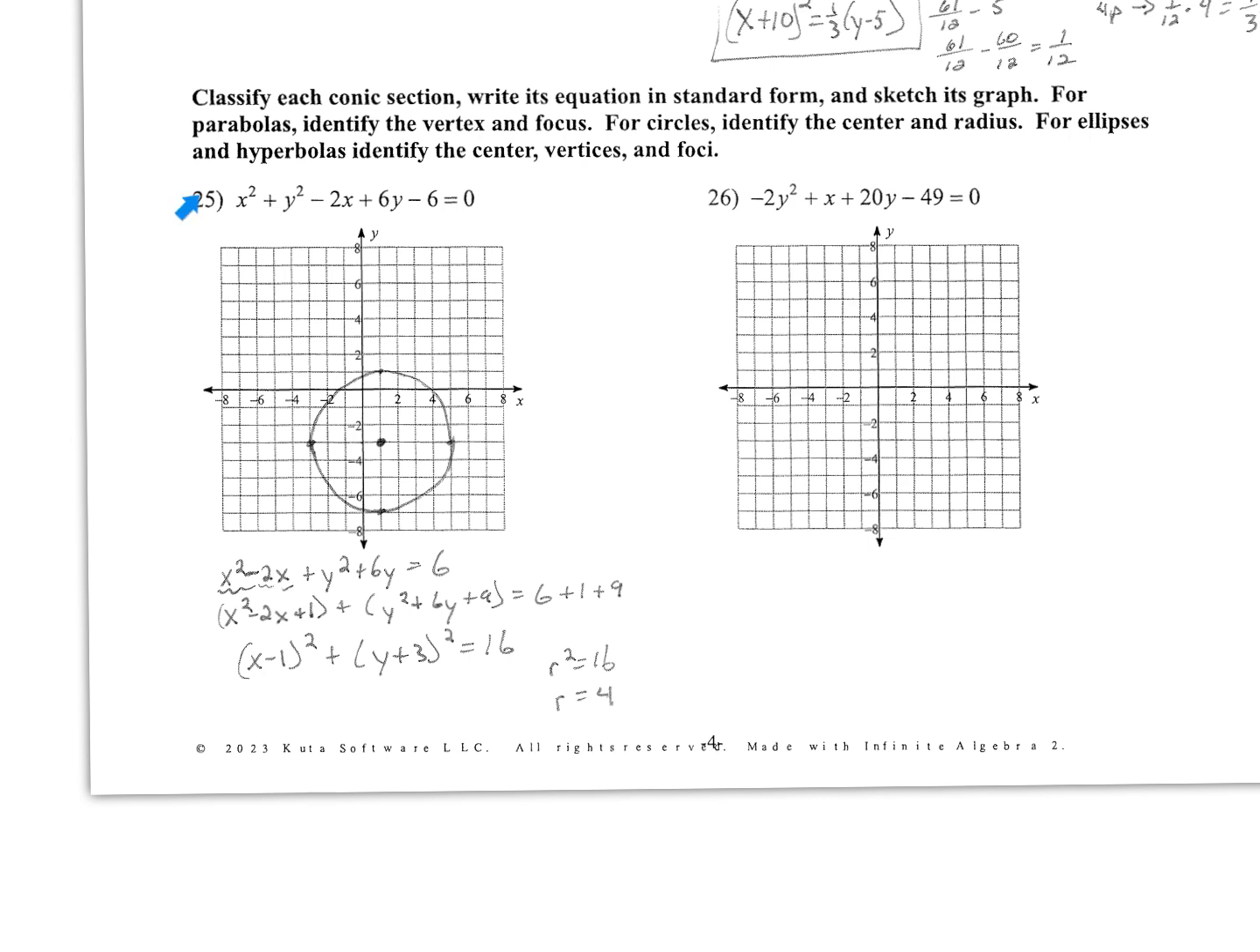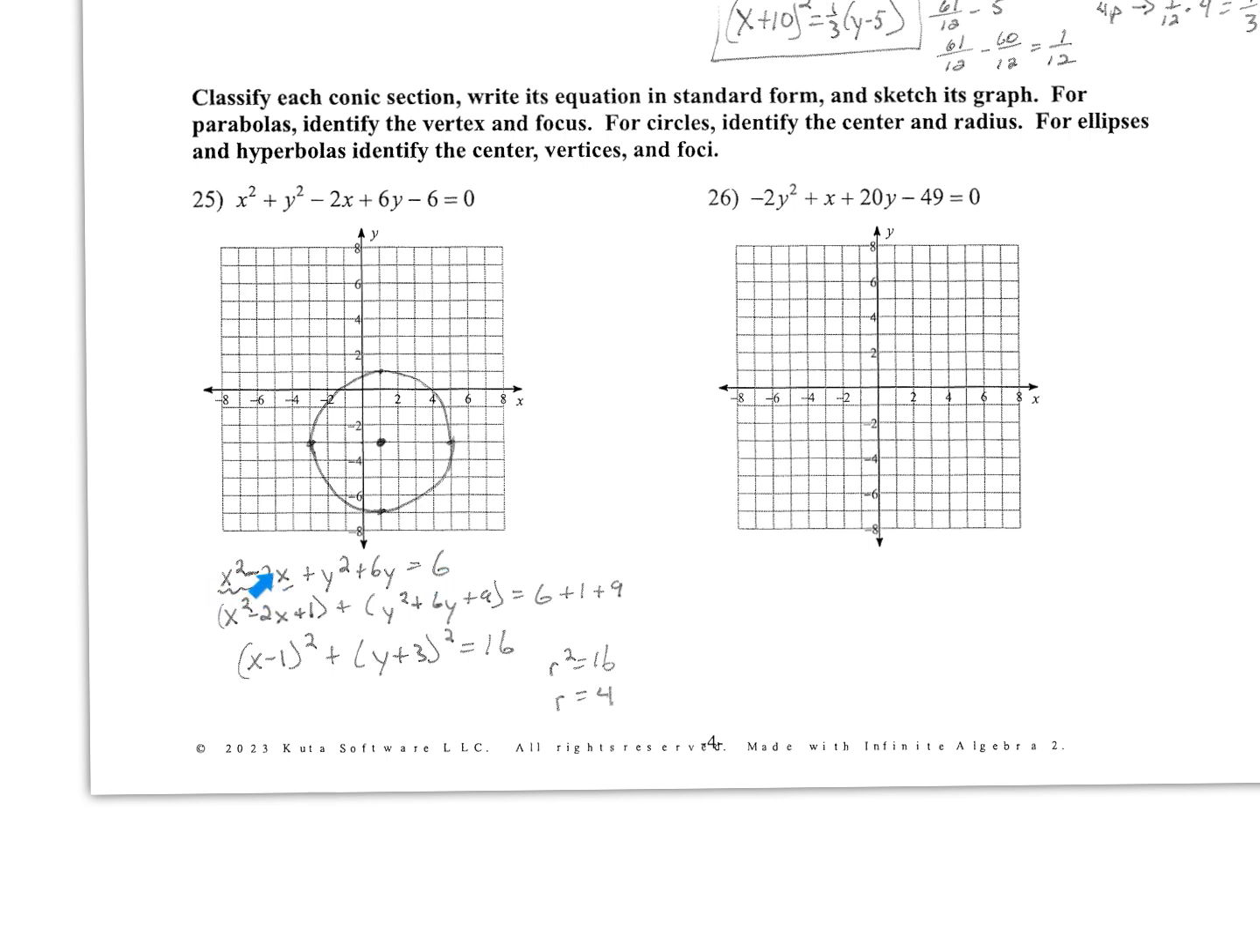But let's go ahead and take a look at number 25. So it's x squared plus y squared minus 2x plus 6y minus 6 equals 0. We have our x squared and a y squared. They have a coefficient of 1. It's the same, so we're going to go with a circle. But what we are going to have to do in this equation is complete the square with both the x and the y variable. So I've written it with the x's together: x squared minus 2x plus y squared plus 6y equals 6. So we're going to have to complete the square here.